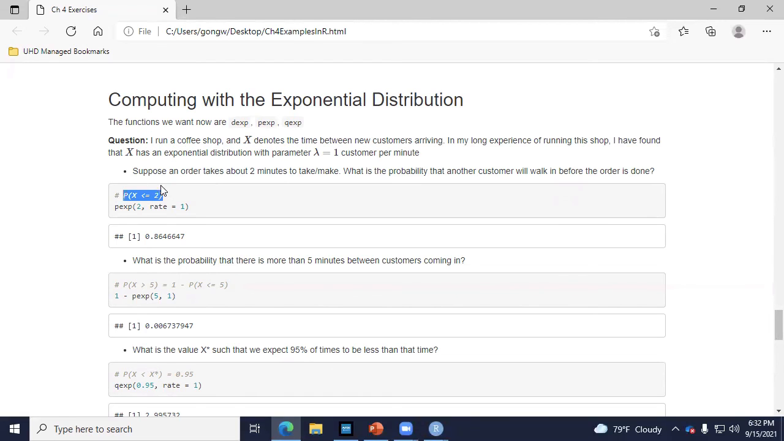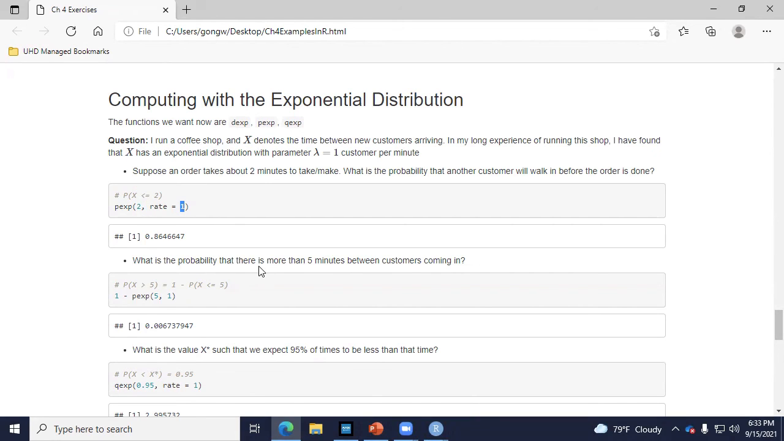So that's asking what's the probability of the waiting time less than or equal to 2. This corresponds to the CDF. You do this pexp, you give this value to here, and now you have to specify the rate, the parameter for exponential distribution. Now it's the rate. So lambda equal to 1.